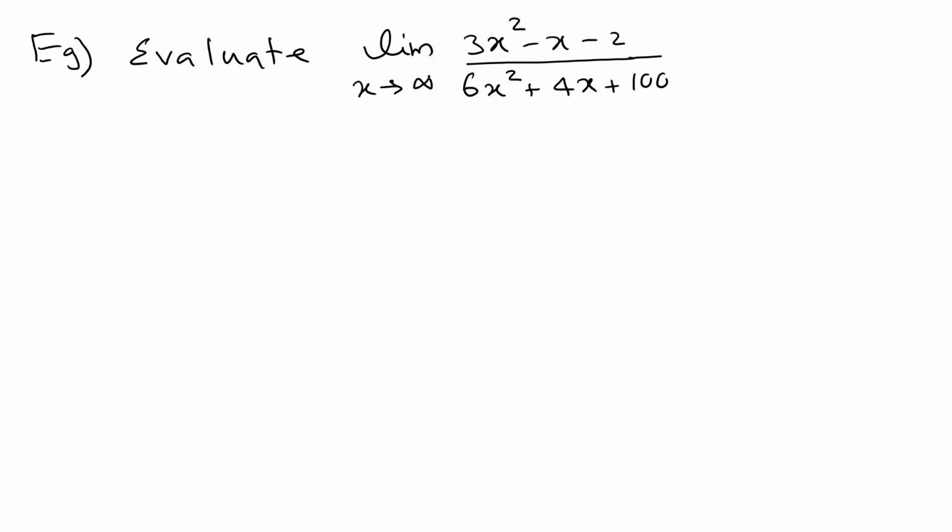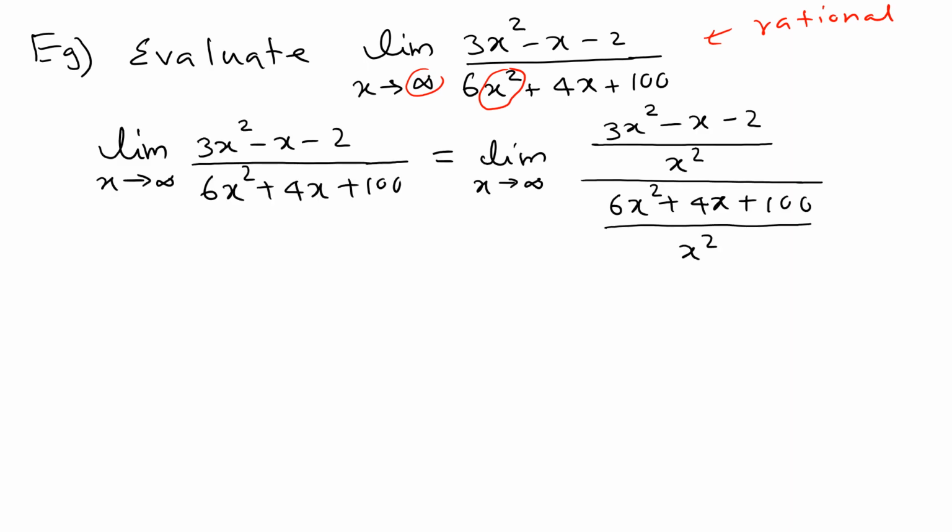Evaluate the limit as x goes to infinity of 3x squared minus x minus 2 divided by 6x squared plus 4x plus 10. You can see this is a rational function. When you have a rational function, there's a special strategy. We divide the top and bottom by the largest x power in the denominator. So let's do that now.